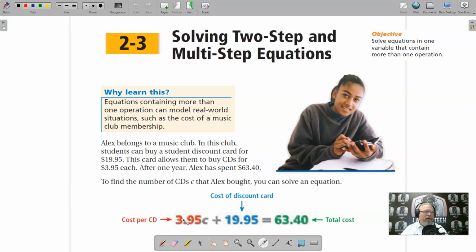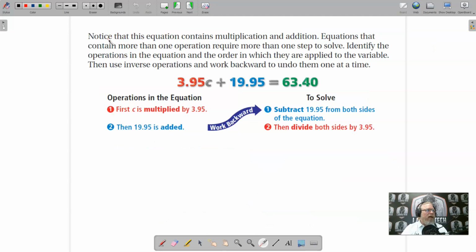So here's the equation that they've provided for you, where in red we have the cost of the CDs, 3.95 times C, the cost of the discount card, 19.95, and then in green we have the total cost of 63.40. So let's look at the next slide, and notice that this equation contains multiplication and addition. We see the multiplication between the 3.95 and C, and then we also have the addition where we're adding the value of 19.95 to the product of 3.95 times C.